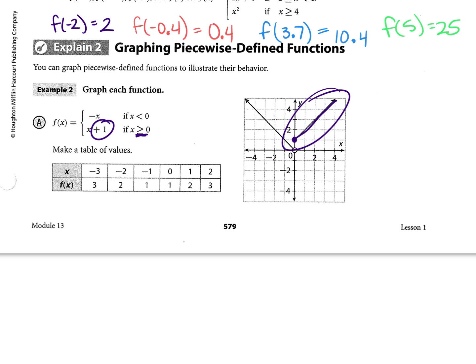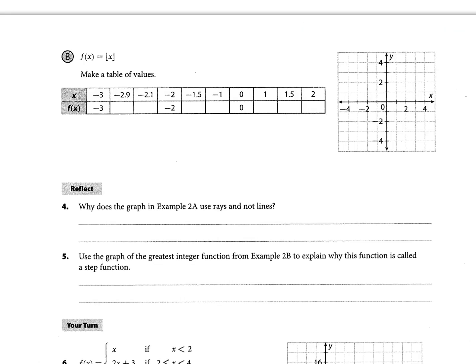Then it also says make a table of the values, which you can see they have written underneath. Now we're going to make a table of values for the floor function. If I put in negative 2.9, the next closest integer below it would be negative 3. If I put in negative 2.1, the next integer below it would still be negative 3. If I put in negative 1.5, the closest integer below it would be negative 2.